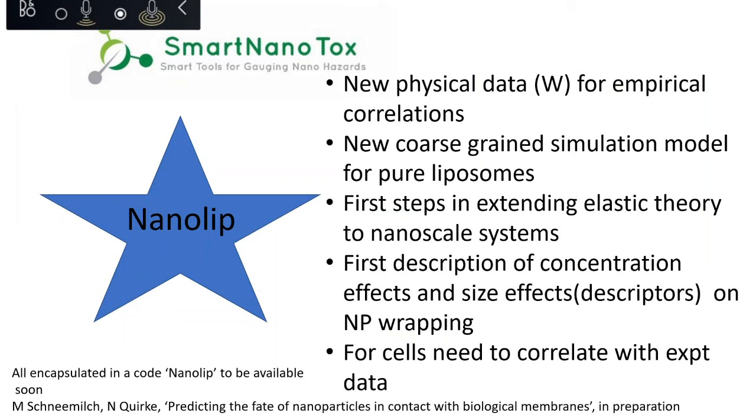So what have we got? New physical property data for empirical correlations, new coarse-grained simulation models, first steps in extending elastic theory to nanoscale systems, first description of concentration effects and size effects on nanoparticle wrapping. This will all be available in a code which you can use to try and understand the behavior of nanoparticles when they encounter either liposomes, GUVs, or cells in terms of minimum sizes for wrapping, and also the effect of geometry on that wrapping behavior.